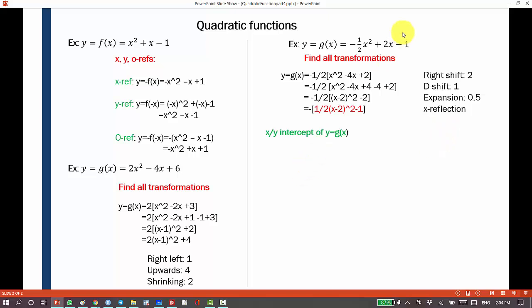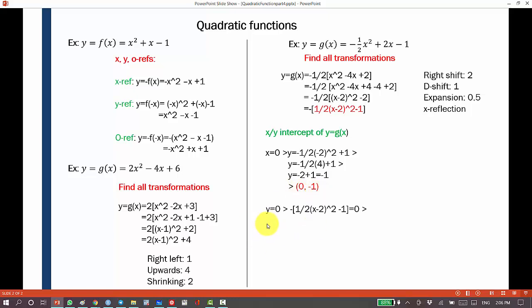Next, consider the same function y is equal to g of x and find the x and y intercepts of the graph of this function. To find the y-intercept, we let x to be 0. Substituting 0 instead of x, we get y to be minus 1. Hence, the y-intercept is 0 and minus 1.